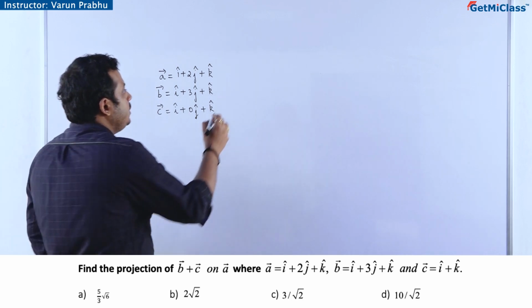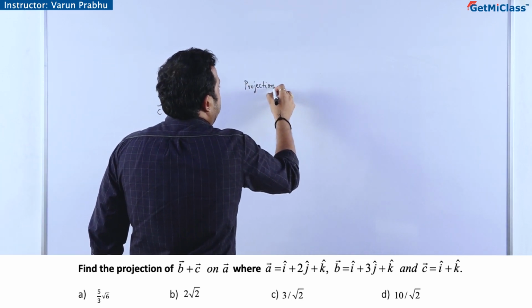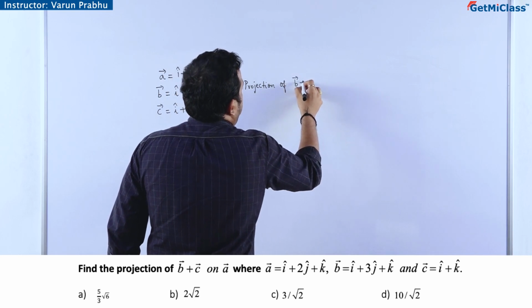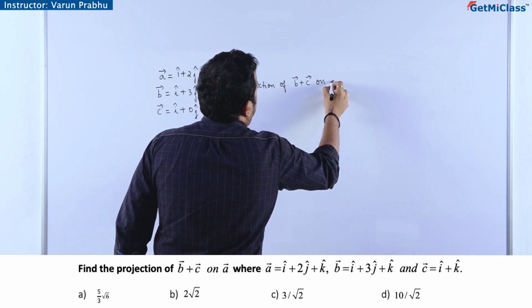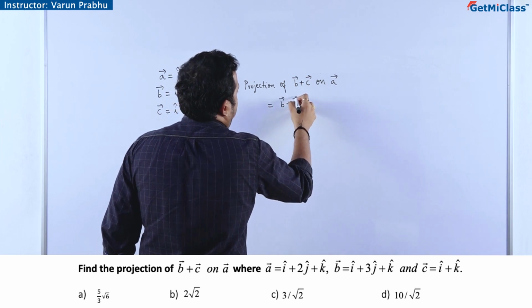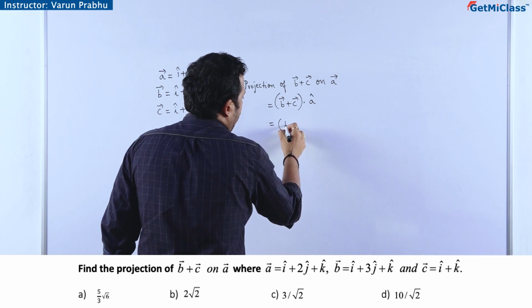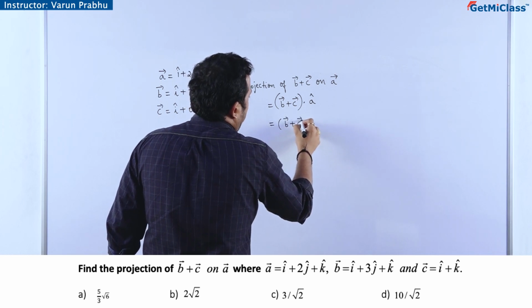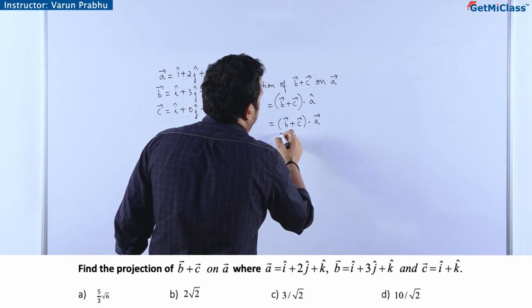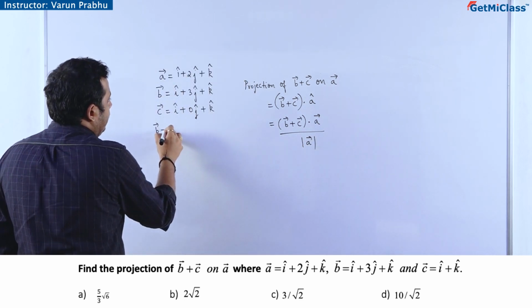Question is asking what is the projection of vector b plus c on vector A. Okay, this is equal to vector b plus c dot a cap. This is equal to vector b plus c dot vector A divided by magnitude of A. Correct or not? What is this value of vector b plus c?